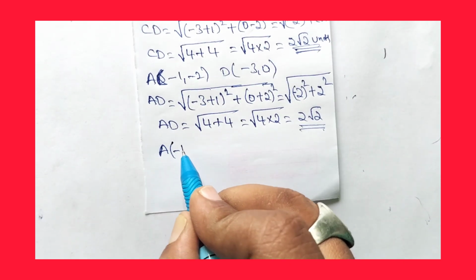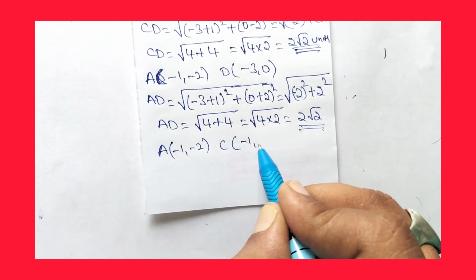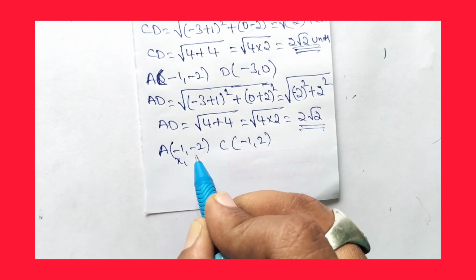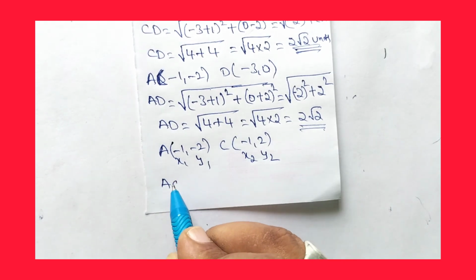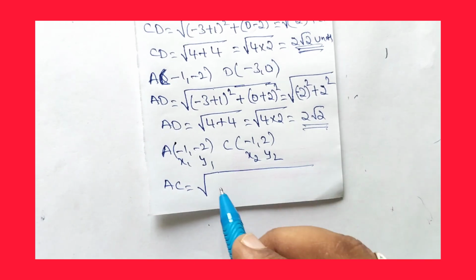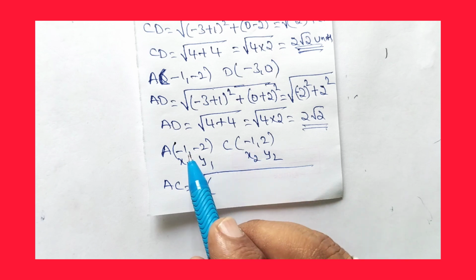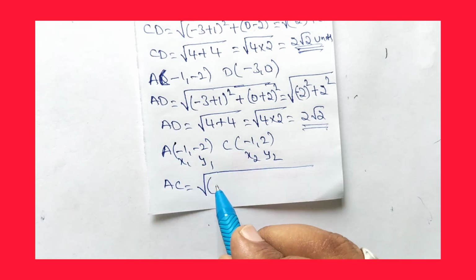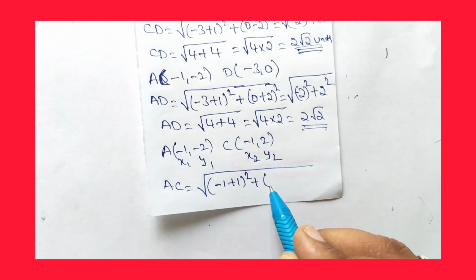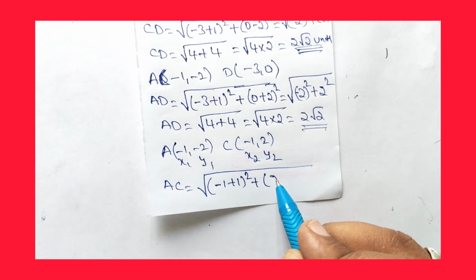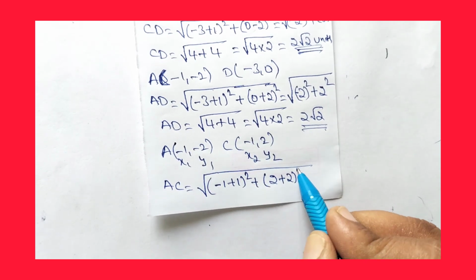So A is minus 1 comma minus 2, then C is minus 1 comma 2. This is x1 y1 and this is x2 y2. So AC is equal to square root of (x2 minus x1), that is minus 1 minus into minus 1 plus 1, whole square, plus (y2 minus y1), 2 plus 2, whole square.